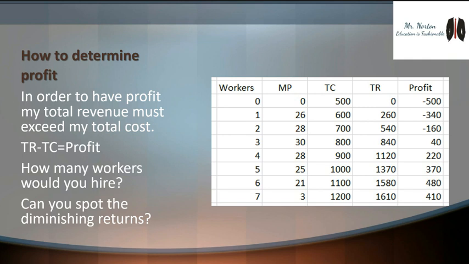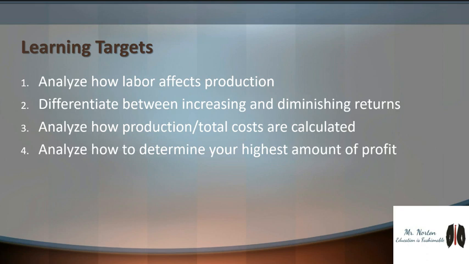So, that's going to wrap it up. Let's see if we can hit those learning targets one more time. First one, can you analyze how labor affects production? Can you differentiate between increasing and diminishing returns? Can you analyze how production and total costs are calculated? And can you actually analyze how to determine your highest amount of profit? If you can do all those, we're going to be very successful in our test.